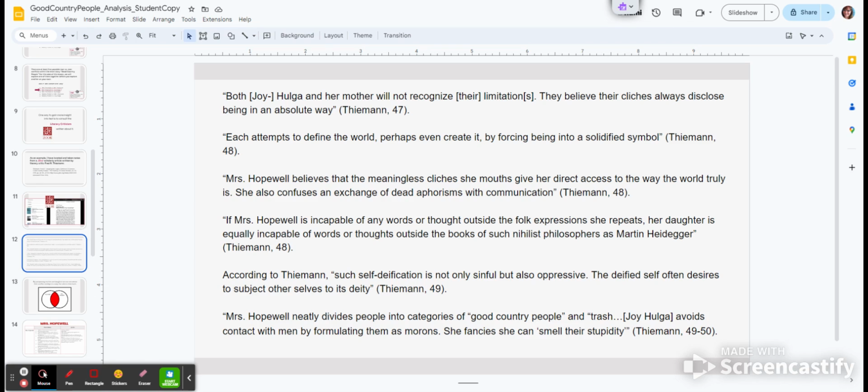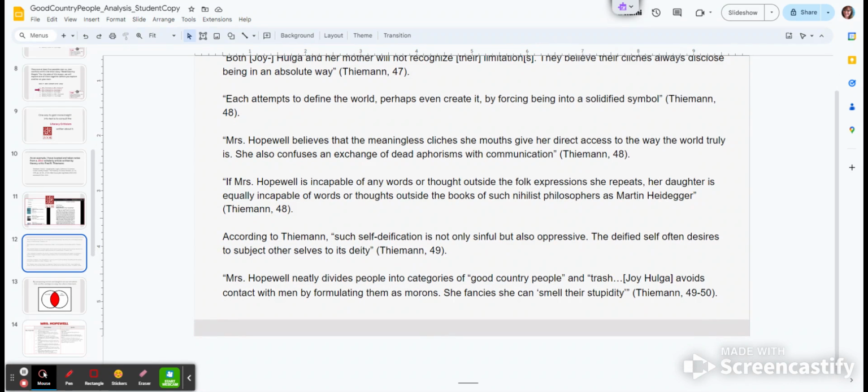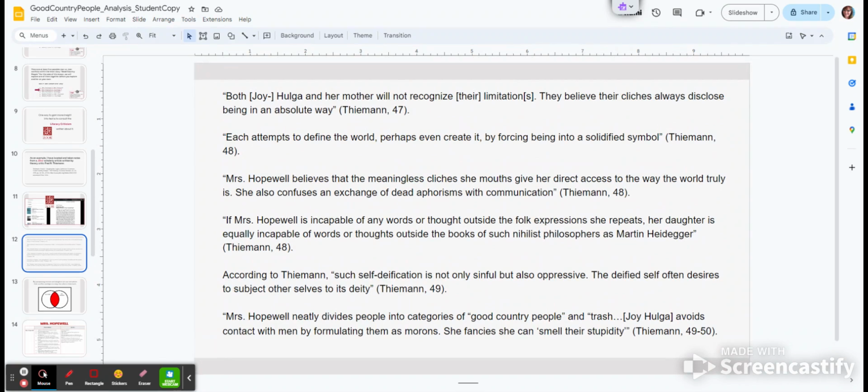Hopewell comes across in Joy Helga's book, a philosophy book, and she doesn't understand it at all. But I don't know that Joy Helga really understands it the way she thinks she does either. According to Thiemann, such self-deification, an idea I kind of thought of too, which these women sort of do, deifying themselves, is not only sinful but oppressive. The deified self often desires to subject other selves to its deity.